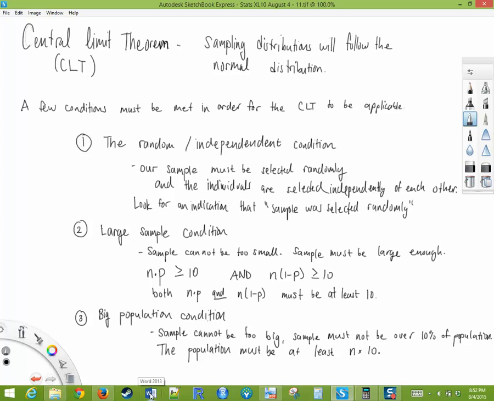Can you guys all see this? All right, let's try a couple examples. I will write out a scenario, and you don't have to copy down the entire scenario. Well, you can, it'll be in your notes, but I feel like your time is better spent thinking about the scenario. There are going to be questions in your practice quiz that are similar to give you some practice as well. Okay, so you have these three conditions: random independent condition, large sample condition, and big population condition.